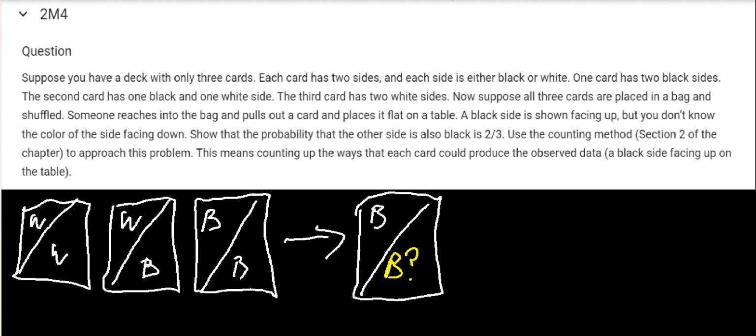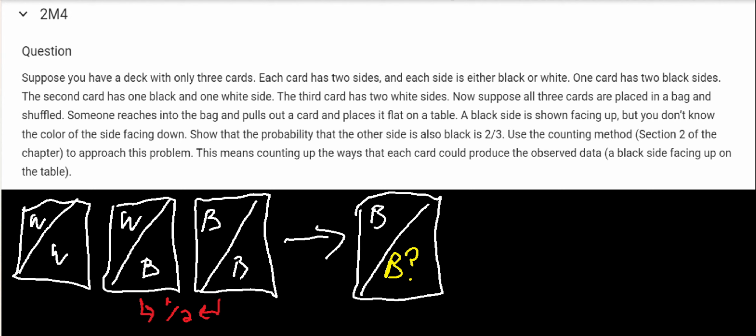Okay. So if you're like me, when I first look at this, I say, okay, well, I've seen a black face, and there's two cards that have a black face. Therefore, my intuitive answer is that the probability that the other side is also black is 1/2, right? Because there's two cards with black sides, and I've seen a black side, so it has to be one of those two cards. And that reasoning process is very intuitive, but it's also incorrect.